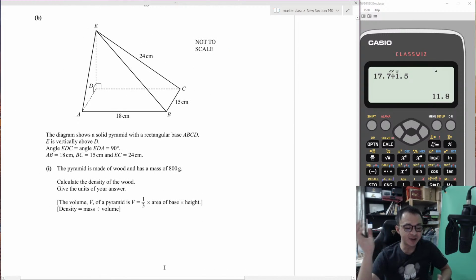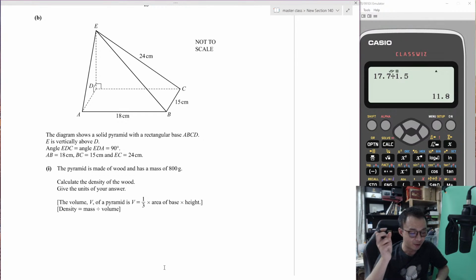So the diagram shows the solid pyramid with the rectangular base. E is vertically above D. Okay, nice. And then we have some 90 degrees here, according to the question, and some lengths, all already shown in the diagram. The pyramid is made of wood and has a mass of 800 grams. Calculate the density of the wood and give the unit.